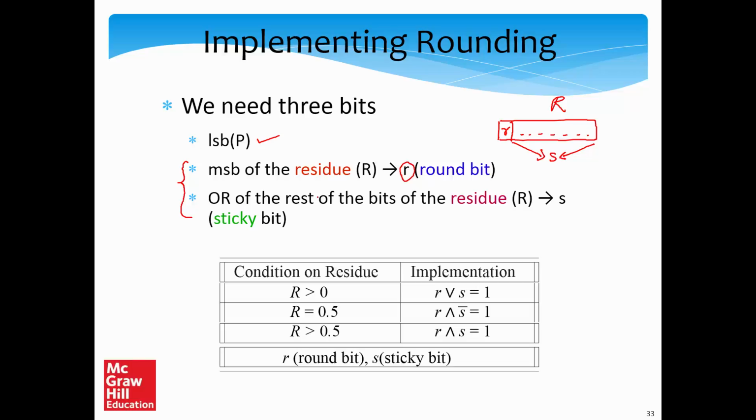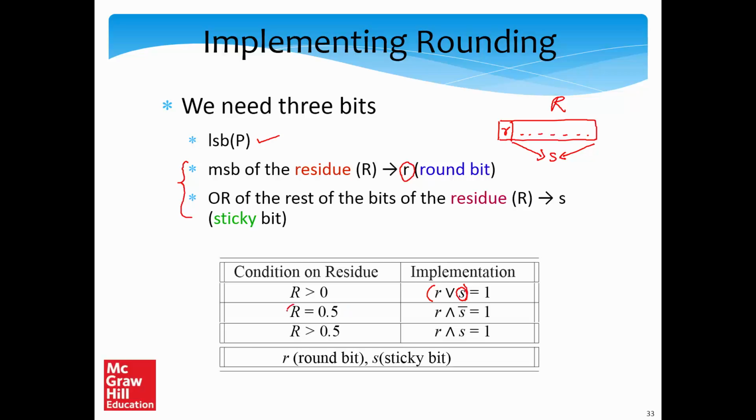So I claim that just with the R and S bits, we'll be able to evaluate all the conditions. Let's see how. First, residue greater than 0. If the residue is greater than 0, it means that at least one of the bits in the residue is 1, which means that either R is 1 or S is 1. So the condition is R OR S equal to 1. If this condition is true, we can infer that the residue is greater than 0.